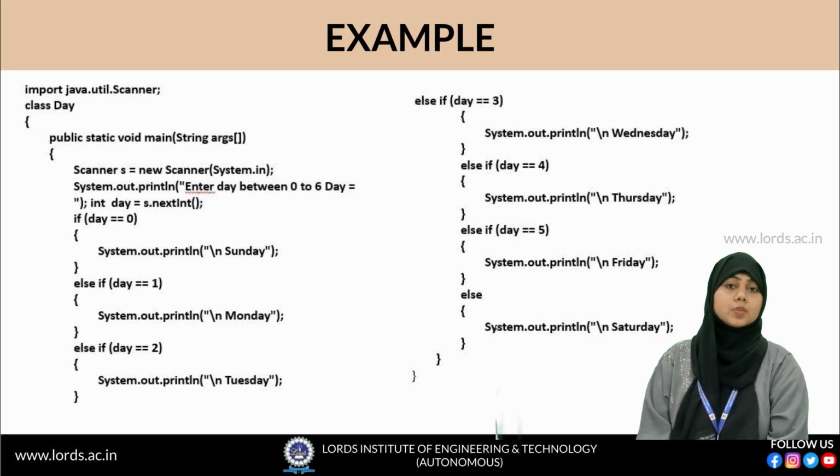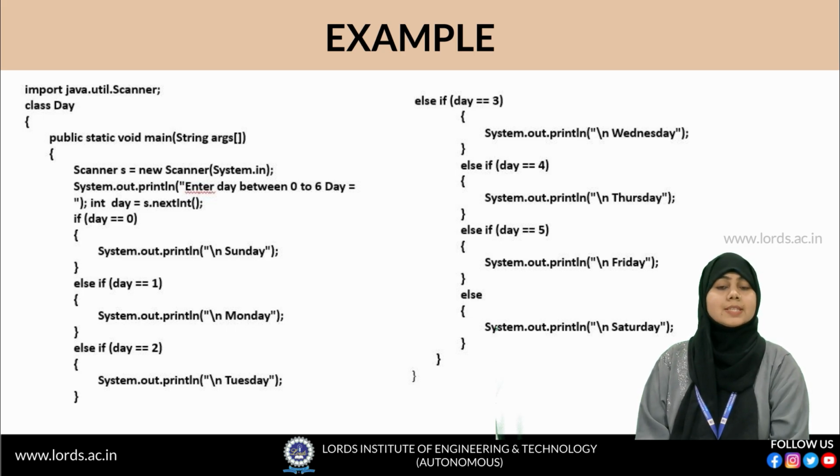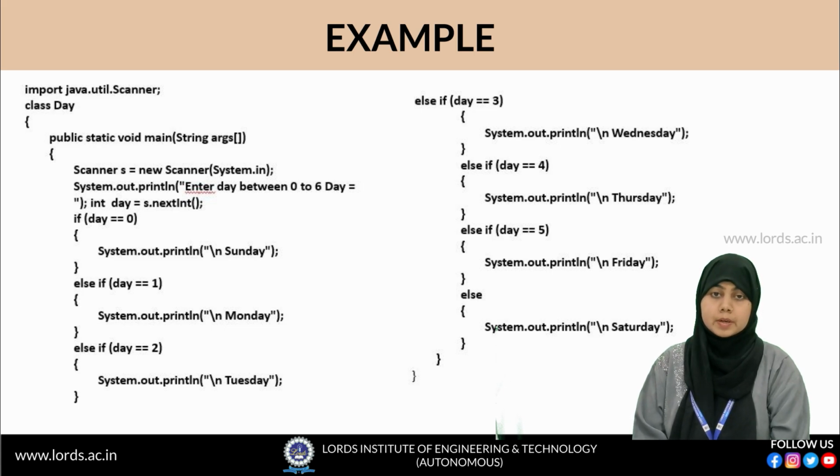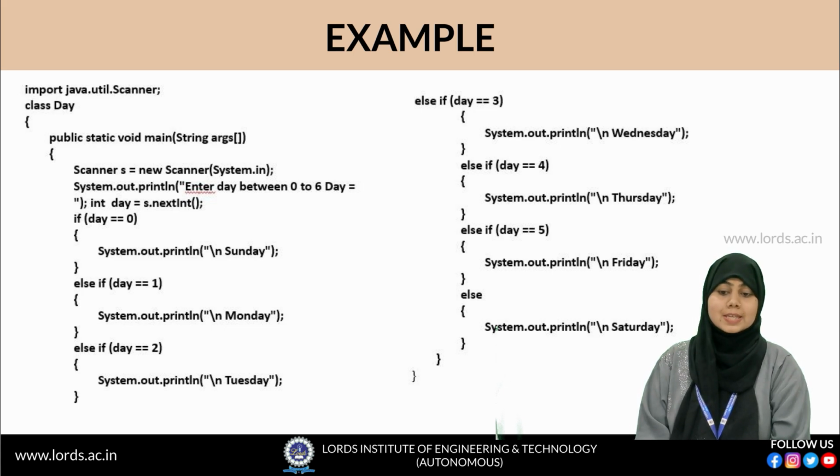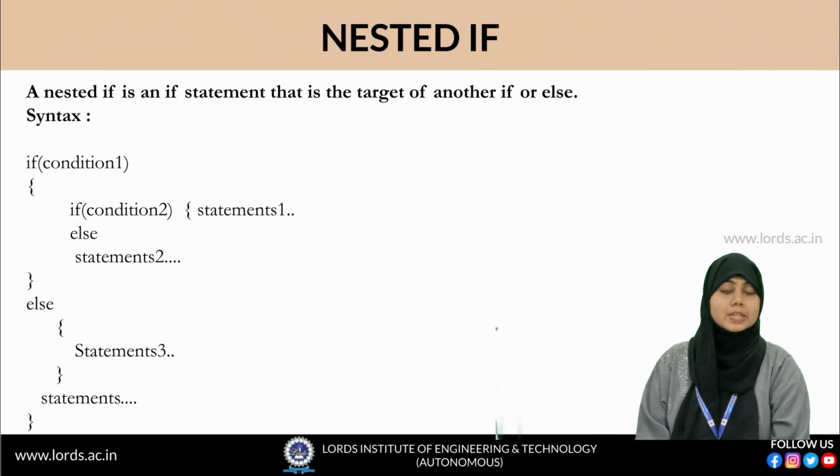So far we have seen three types of if statements: simple if, if else, and if else if ladder, and the fourth type is nested if. Nested if is nothing but an if else placed inside another if statement. As you can see in the syntax, we have given the if condition 1, and then another if statement, if condition 2, with an else part attached. If both if blocks are false, then we execute the else part.